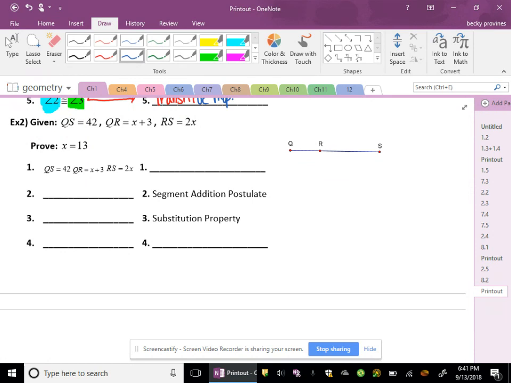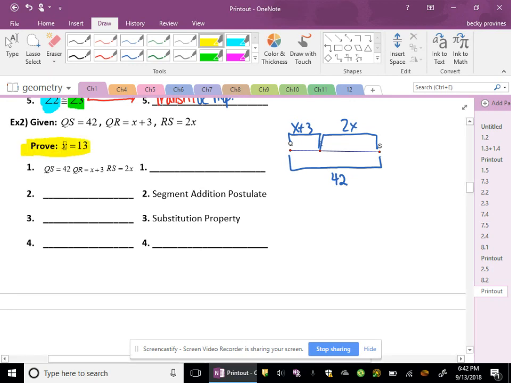So, for example, number 2, from Q to S. Now, guys, I'm going to mark my picture up, and I expect you to mark your picture. From Q to S is 42. From Q to R is X plus 3. And from R to S is 2X. Okay, so we have our picture all marked up. Now, we have to prove this. What are we trying to prove? Well, you might say, how do I know? Well, look right there. It says prove.